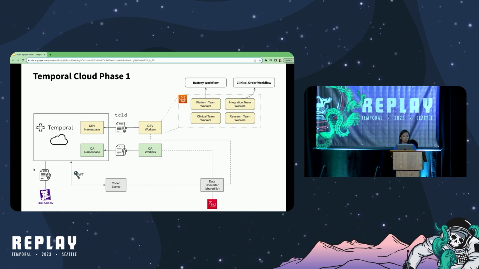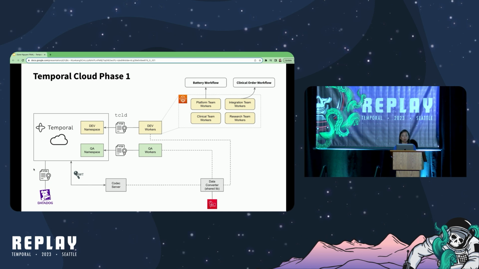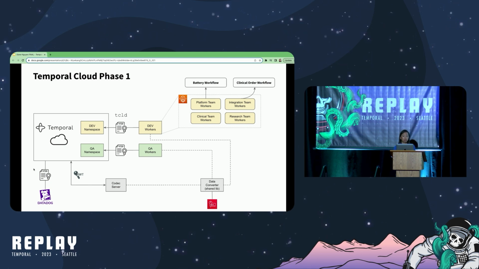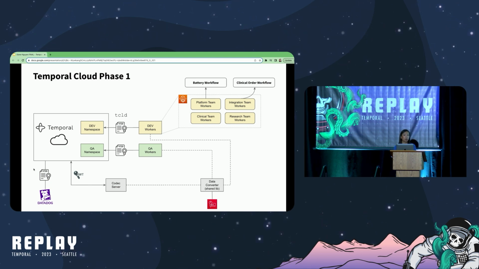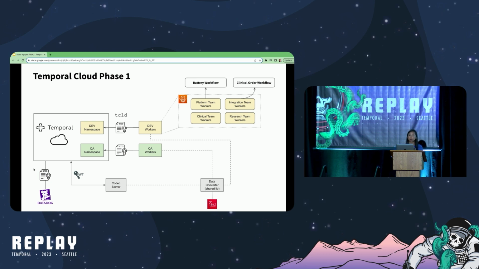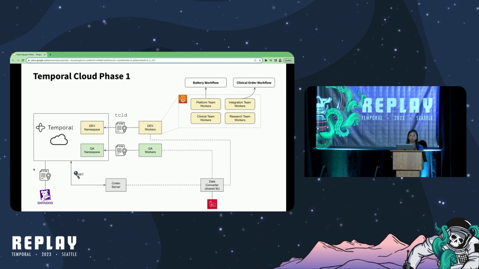As for observability, we currently use Datadog, and we want to be able to publish metrics to Datadog. Temporal Cloud already provides a Prometheus endpoint that we can scrape data from and forward to Datadog.